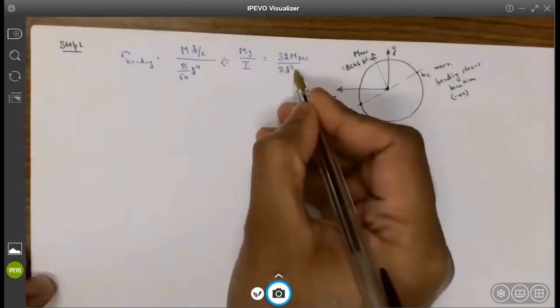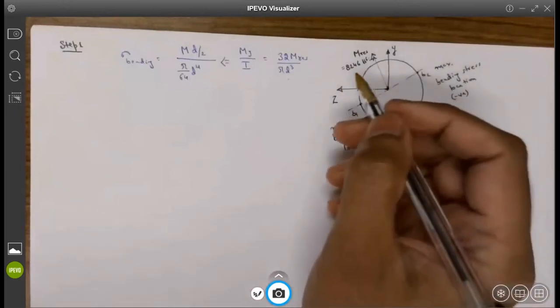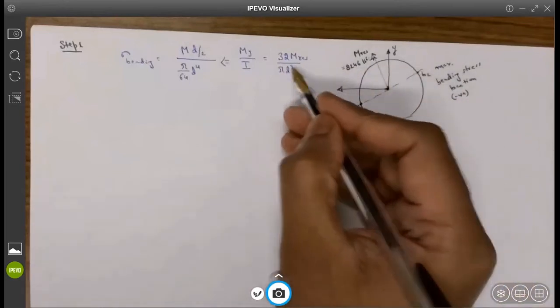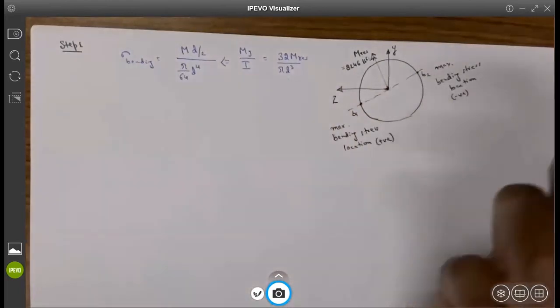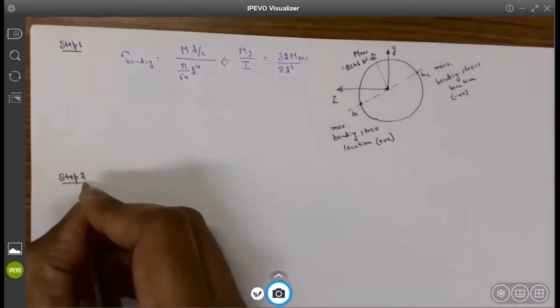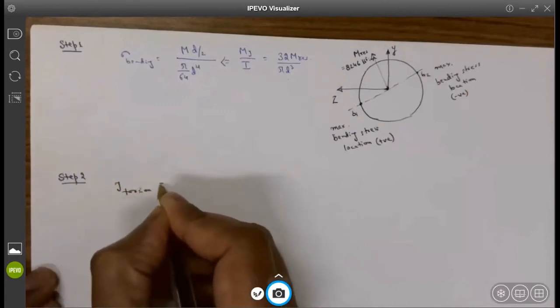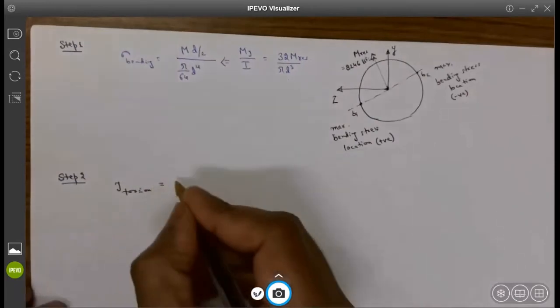And we do not know the diameter. Our textbook tells us the diameter of the shaft, but we don't know the shaft diameter. We have to find the shaft diameter based on the Tresca criteria we are going to use. And step number 2 is find the shear stress due to torsion. So how much is the twisting moment we are applying?